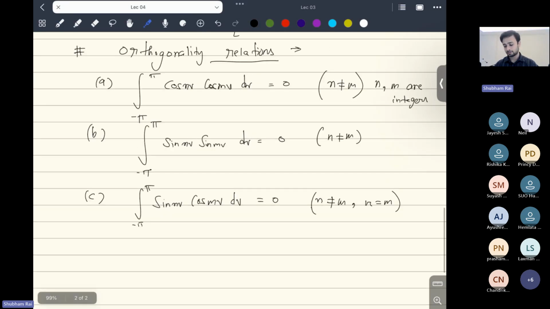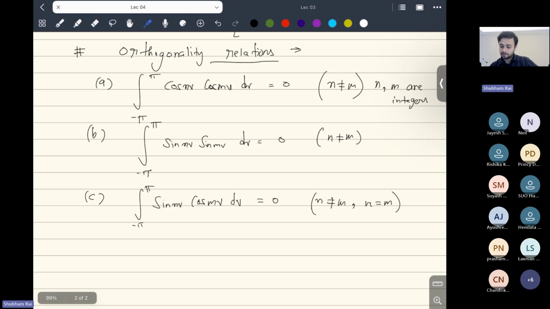So you can conceptually understand this: if n becomes equal to m, then these two become the same functions, and same functions multiplied together will not give 0 always, as per that dot product, right? For that dot product to be 0, two vectors must be perpendicular. So here, only when n is not equal to m will it be two different functions. Here also, only when n is not equal to m will it be two different functions. But here these are already different functions, sine and cosine, right? So n can be equal to m.